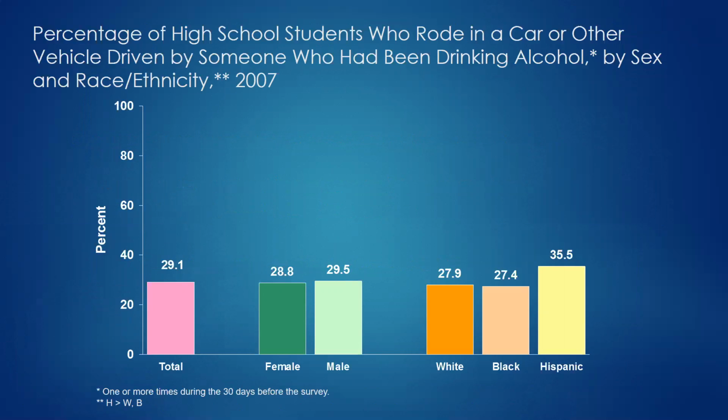This figure is showing the percentage of high school students who rode in a car or other vehicle driven by someone who had been drinking alcohol. And it's broken down by race and sex. So we can see that overall about 30% of high school students said they had ridden in a car with someone who'd been drinking in the past 30 days. And this was pretty much similar by sex. We see that it was actually slightly more common among Hispanic students. So again, this might inform some of our public health intervention efforts to stop this kind of behavior.